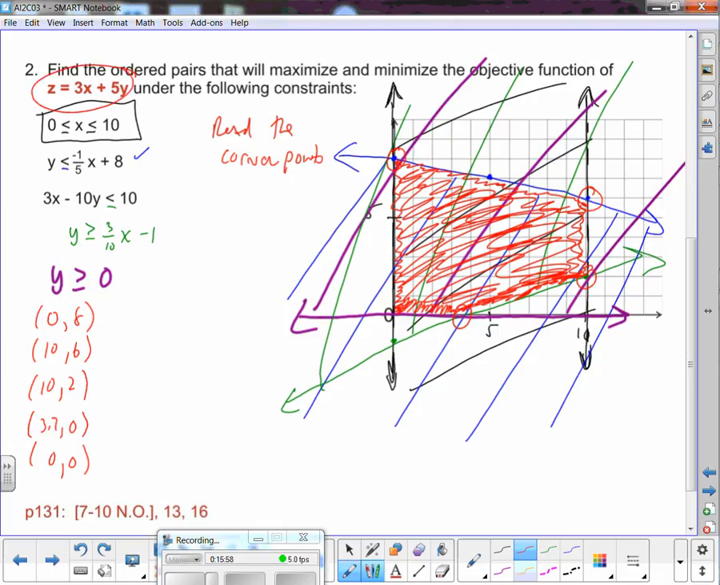What do you do with the points? You put them in the objective function. So each time we got to run the objective function. So I'm going to put 0 in for the x, and I'm going to put 8 in for the y. So I took my objective function, 3x plus 5y, and now I'm going to do the first point's coordinates, 0 and 8. And all we're left is 5 times 8 for a grand total of 40, right? 3 times 0 is 0, 5 times 8 is 40, and that one's 40. And we're just going to work our way through the points.